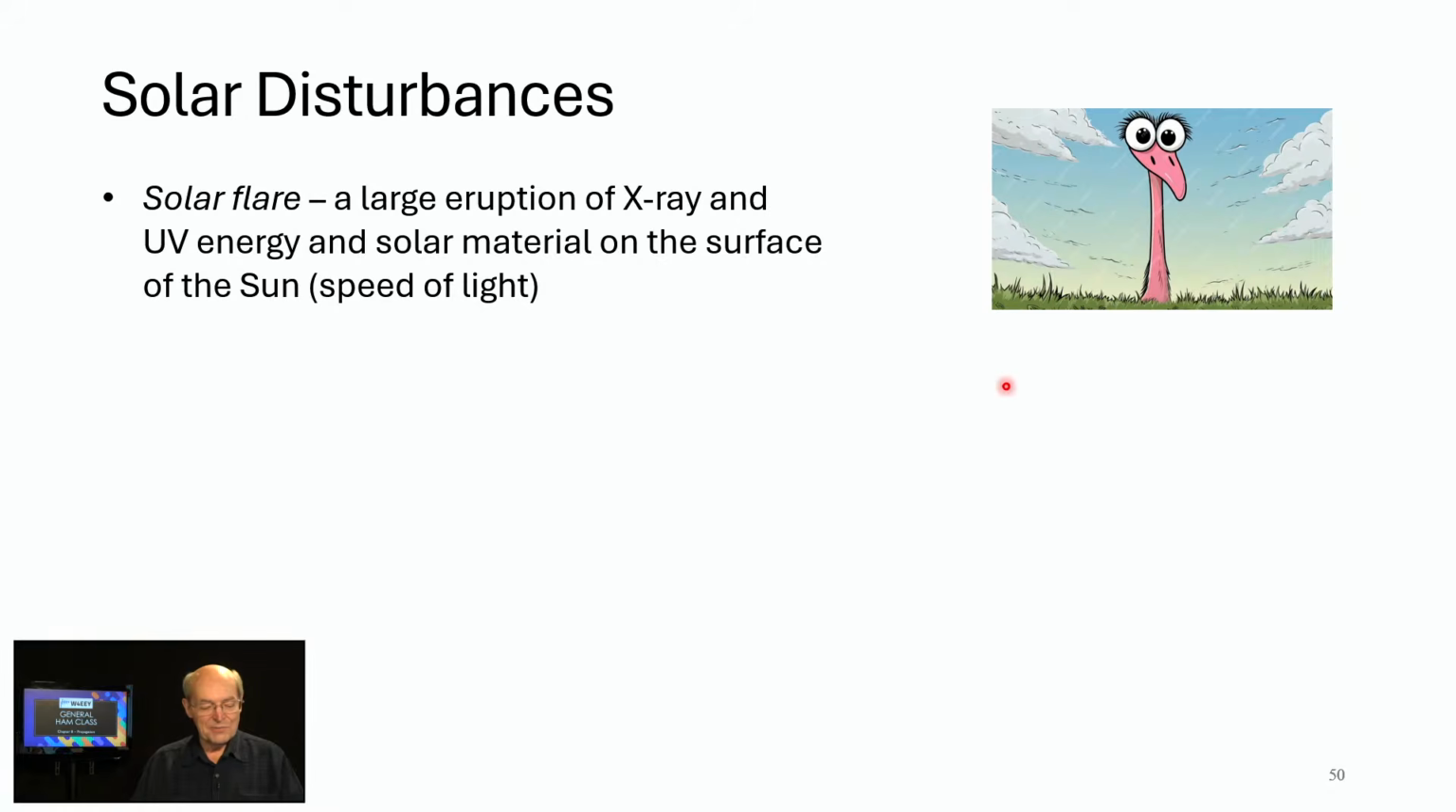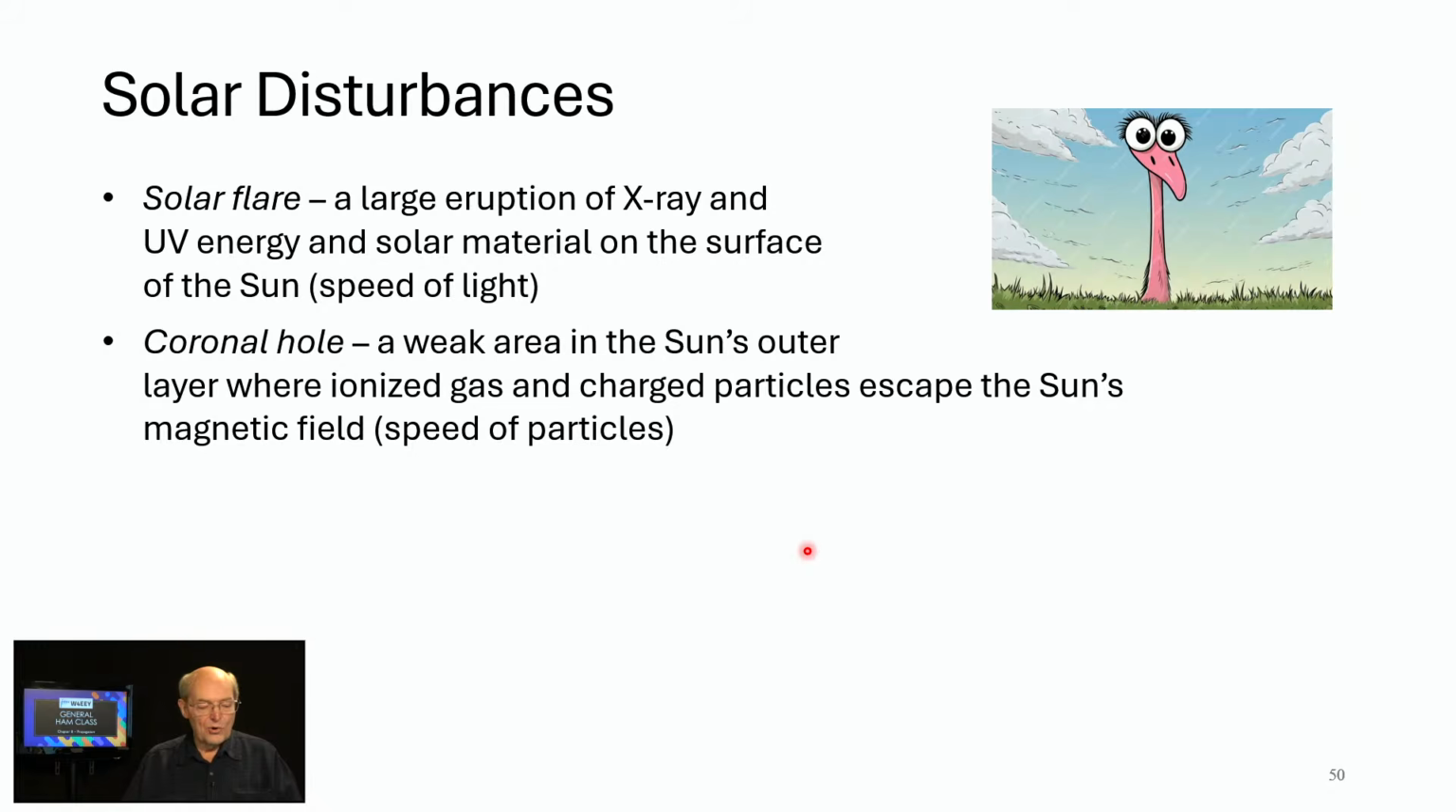All right, so what kind of solar disturbances might we experience? Well, a solar flare is a large eruption of X-ray and UV energy and solar materials on the surface of the sun. A flare is light, okay? The light comes at us at the speed of light, 8 minutes to get from the sun to the earth. Now a coronal hole, on the other hand, is a weak area in the sun's outer layer where ionized gas and charged particles, or junk as Kessler likes to call it, escapes the sun's magnetic field. This comes at us at the speed of particles.